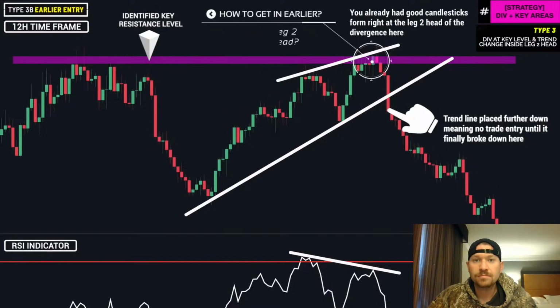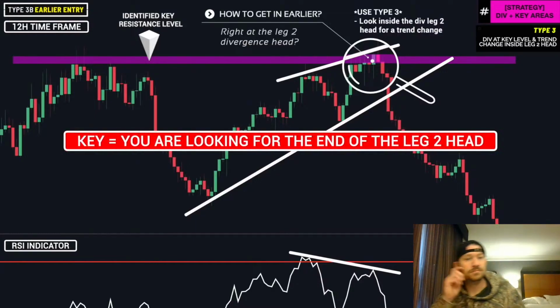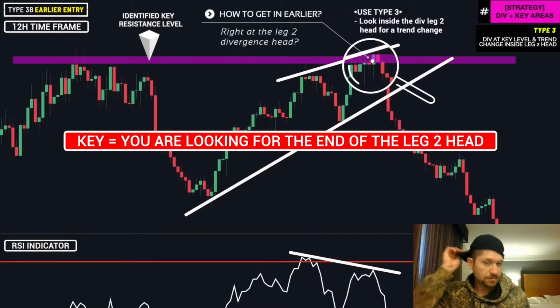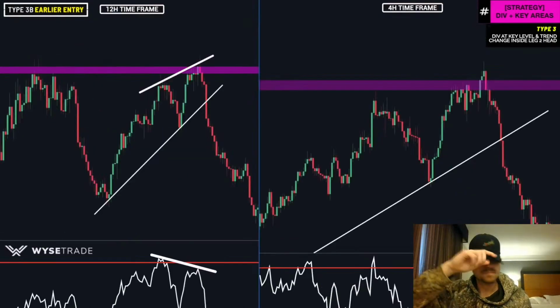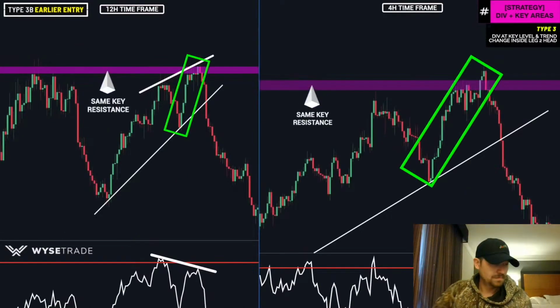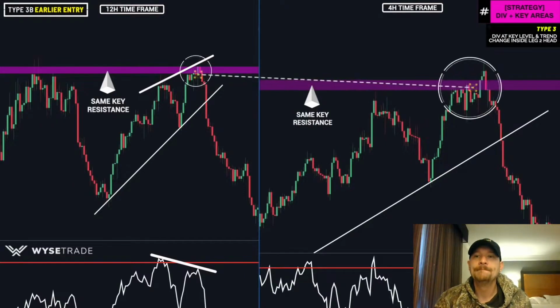So how do you get in with an earlier entry right at this leg 2 head of divergence? Again, you need to look inside of it for a possible trend change so that you can find the end of the second head. So let's bring up the 4-hour time frame. Same resistance level, same uptrend, and the leg 2 head here is the same area here.